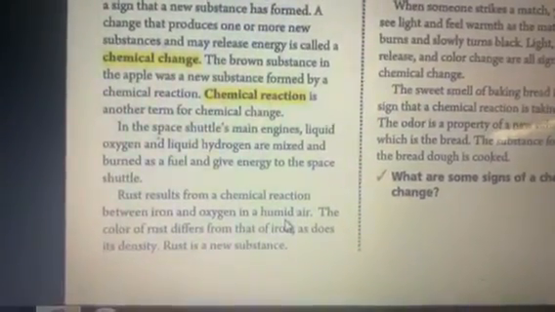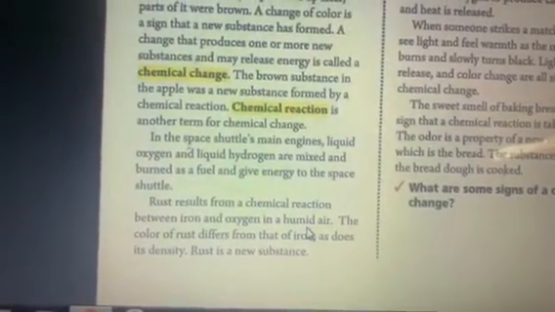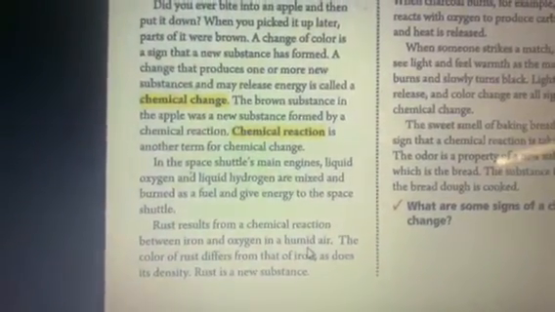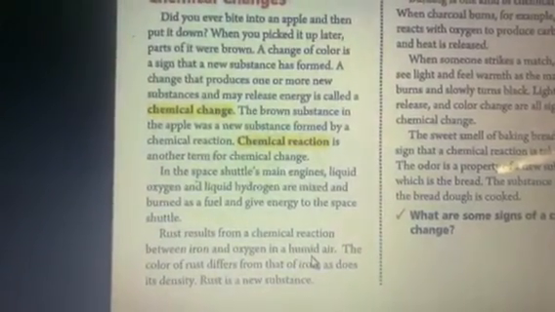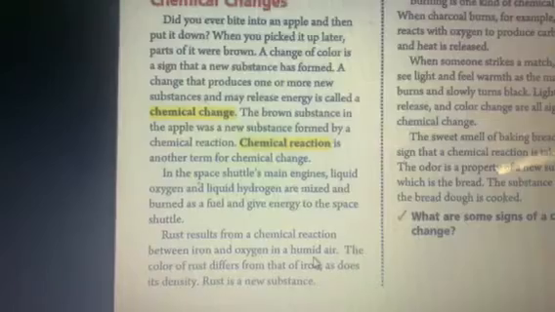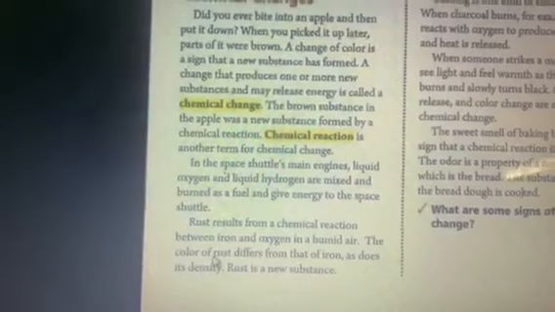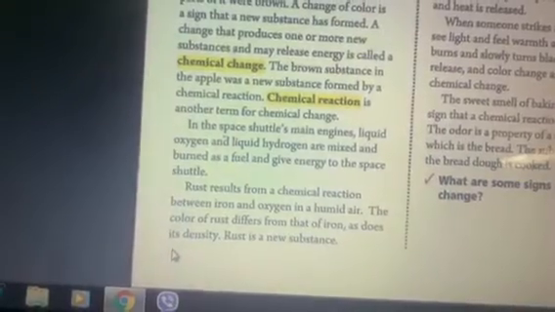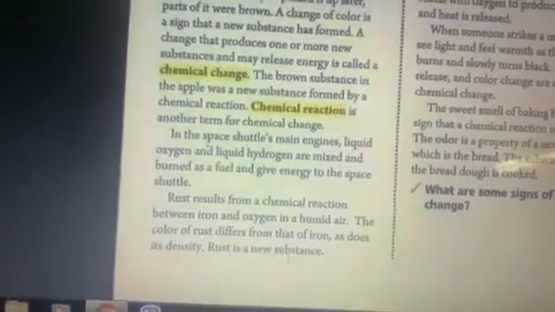Guys, we all noticed that when we see a piece of iron left in the air, humid air of course, and after a few days if you take a look at it, you see the color has changed from gray to brown. Why? Because of a chemical reaction between the iron and the oxygen in the air. So the color of rust differs from that of iron, as does its density. Also the density of it will change. So rust is a new substance.